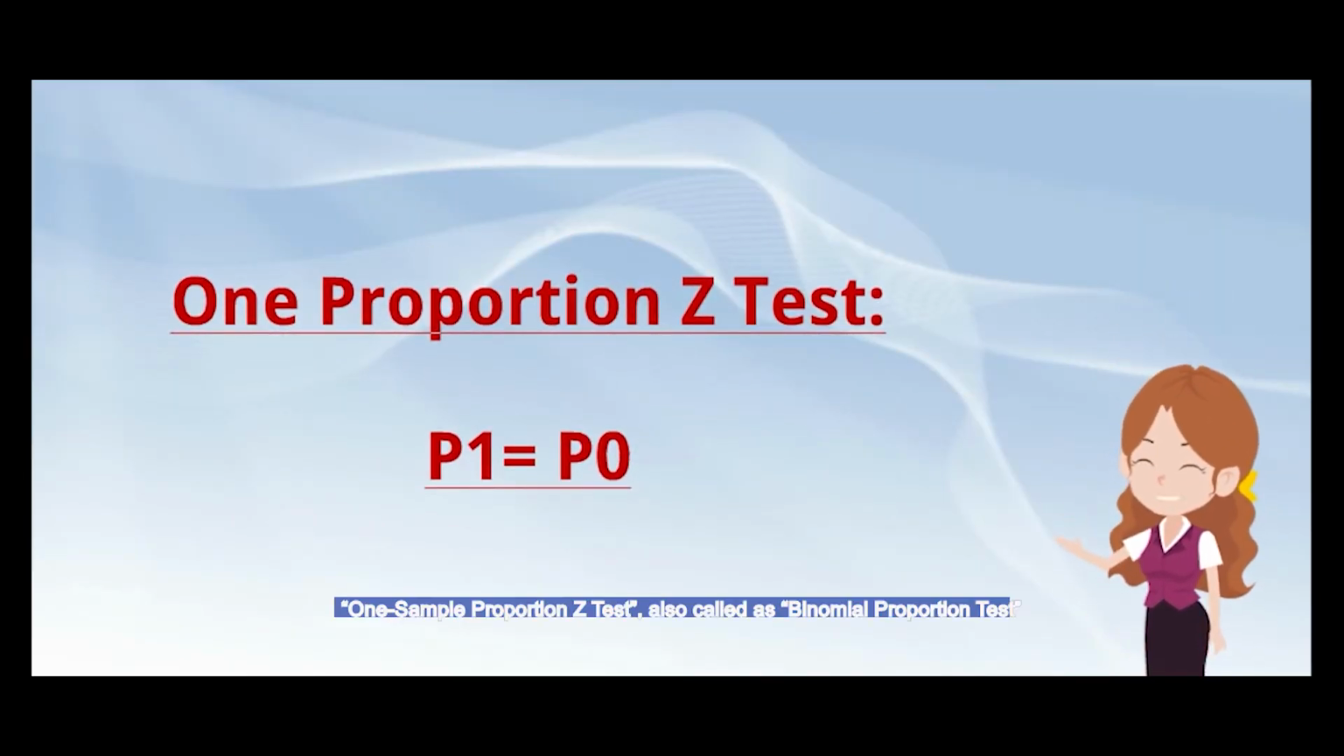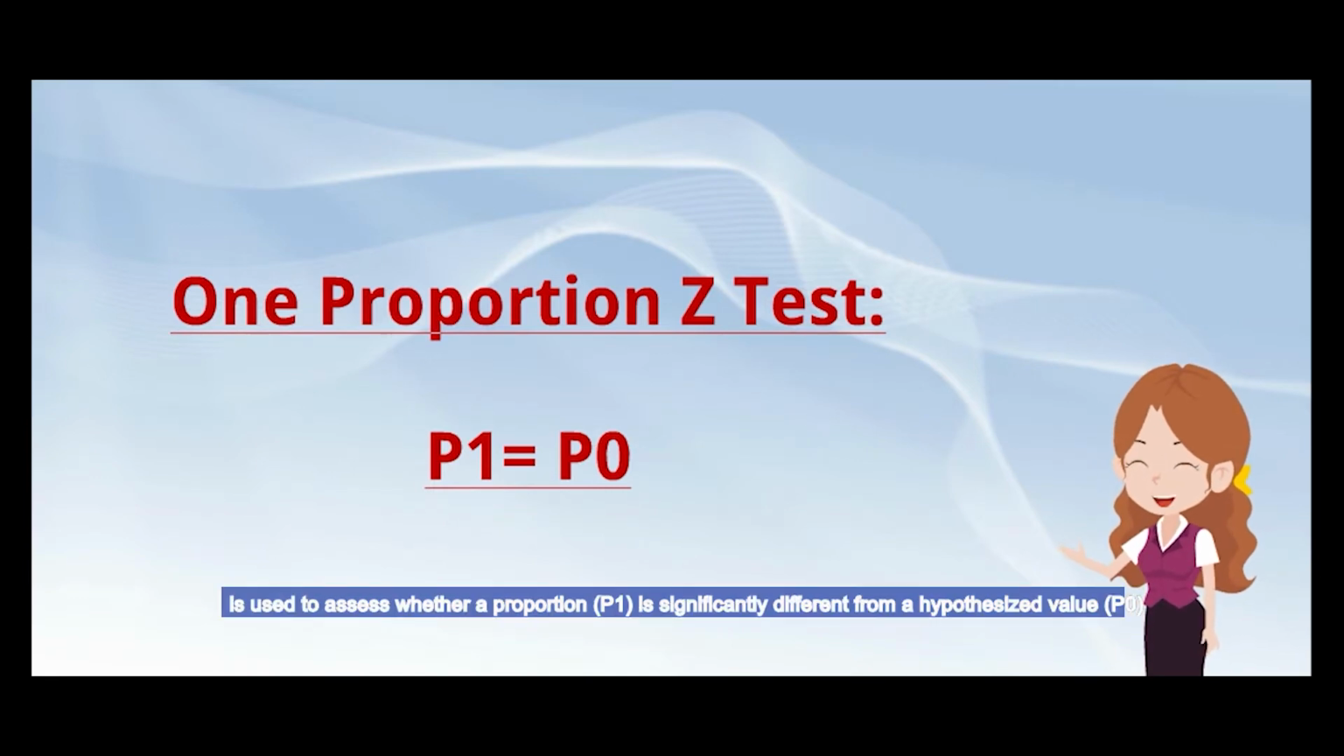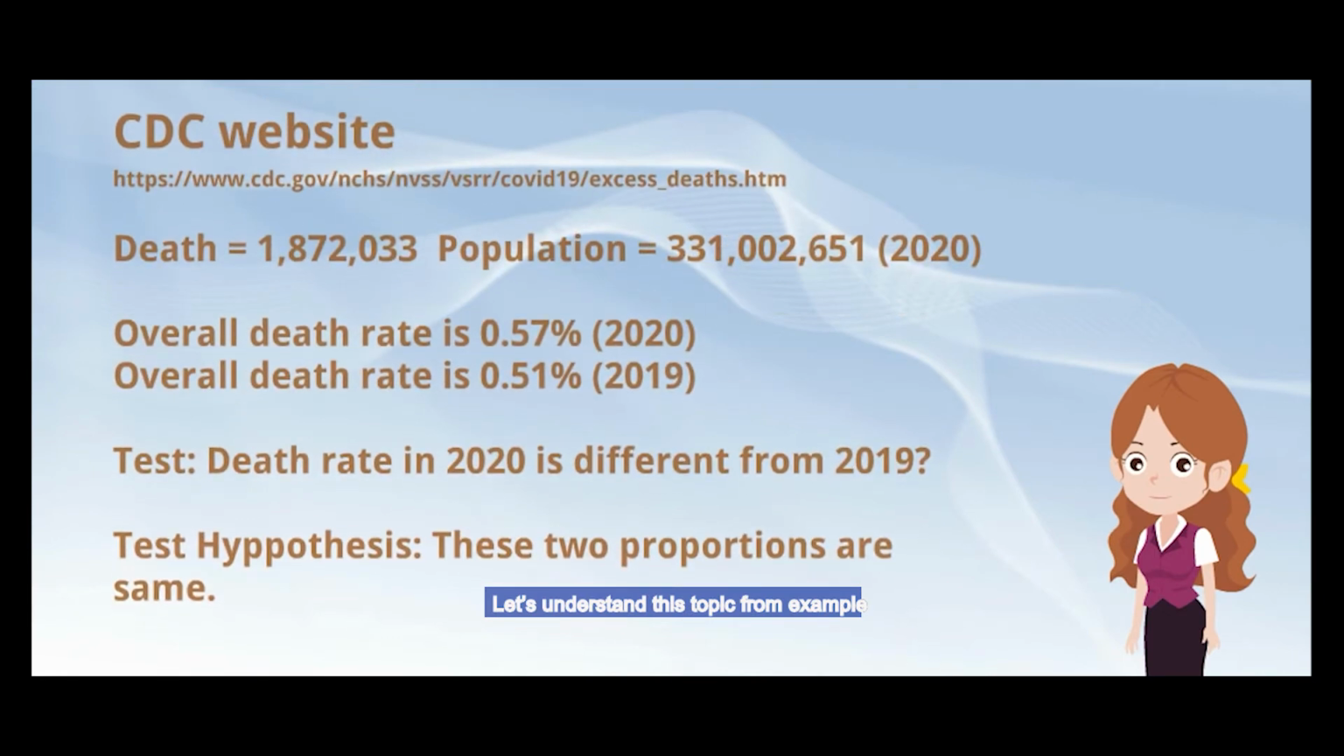One proportion z-test, also called binomial proportion test, is used to assess whether a proportion P1 is significantly different from a hypothesized value P0. Let's understand this topic from an example.